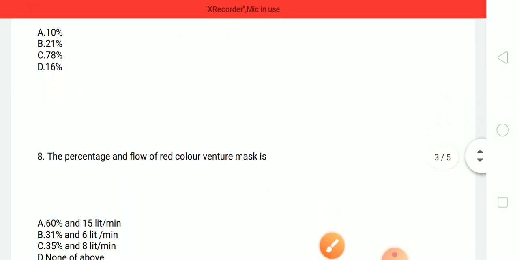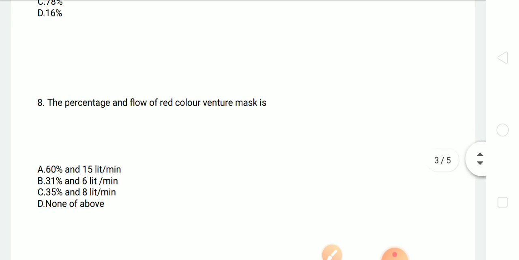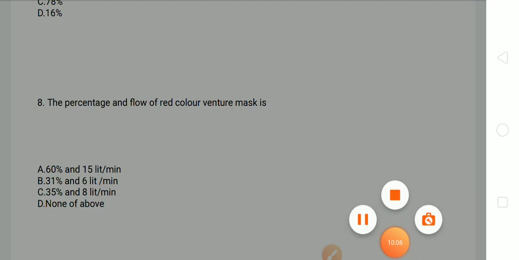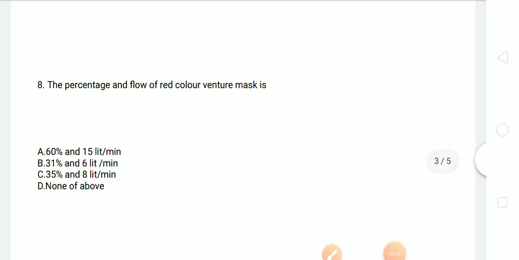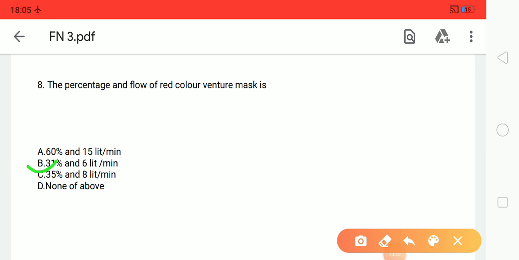Next, question number 8, the percentage and flow of the red color Venturi mask. This question is also important. For the red color Venturi mask, how much percentage and flow is asked, then the correct option is 35% and 8 liter per minute. In the red color Venturi mask it is 35% oxygen at 8 liter per minute.